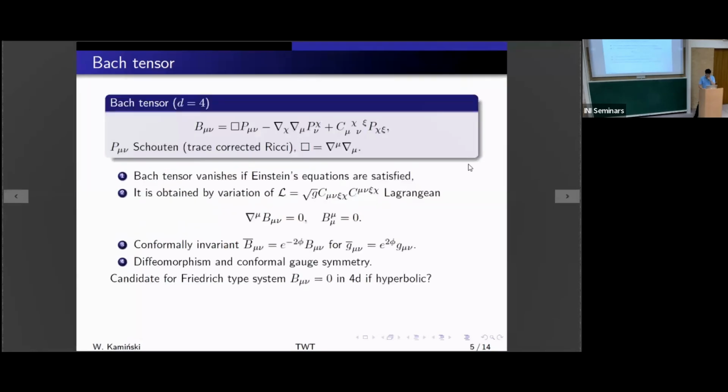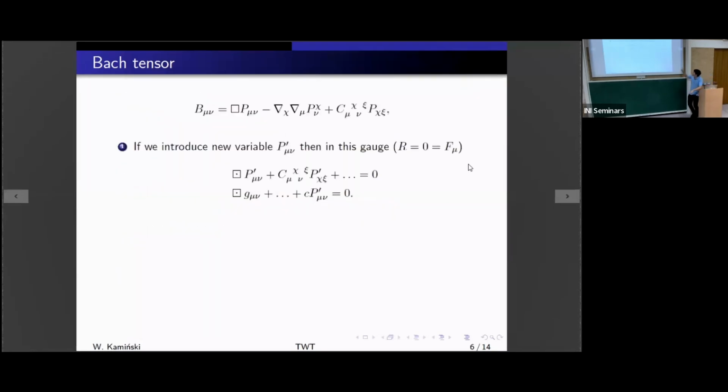But maybe let's look again at this formula for the Bach tensor. We notice that there is a nice way of rewriting this equation as a system. Of course, let's introduce a new variable, let's call it P prime, that we hope will be the Schouten tensor P. So P is the Schouten tensor, and the Bach is something like that. And in this gauge, this P can be written as a box of g plus some lower order terms. So we can rewrite this equation in this way.